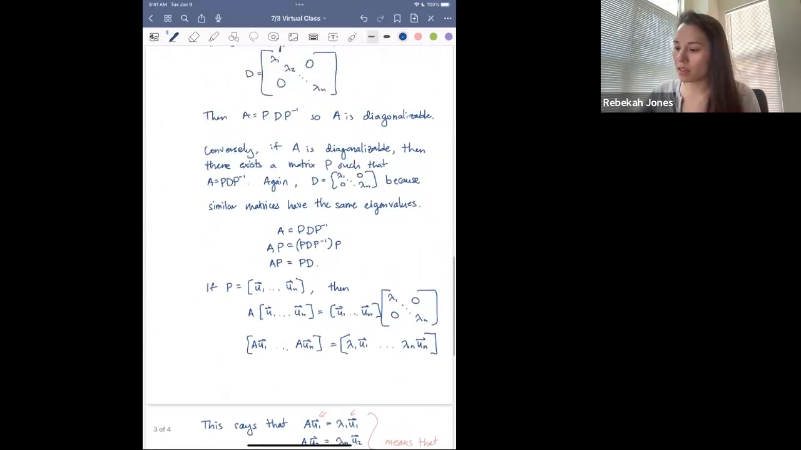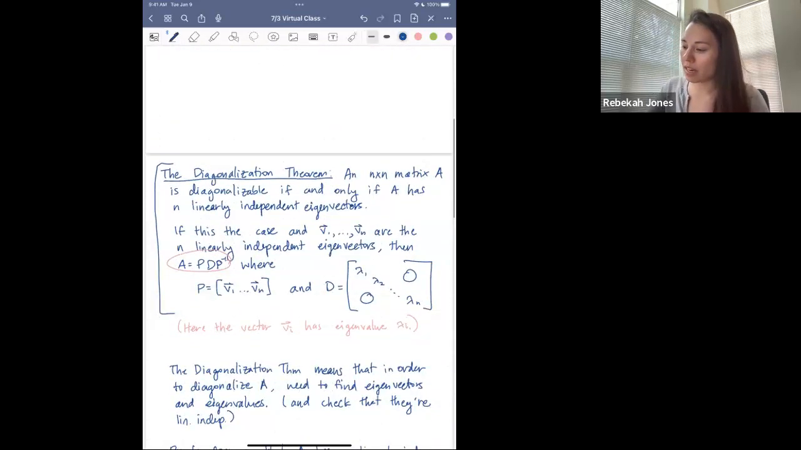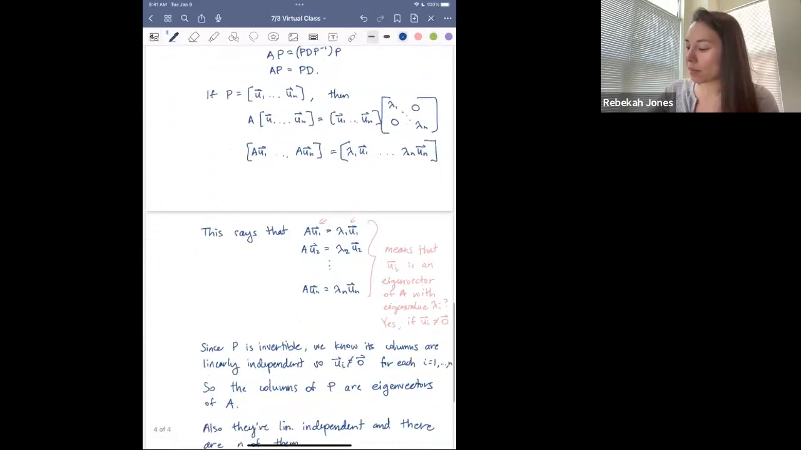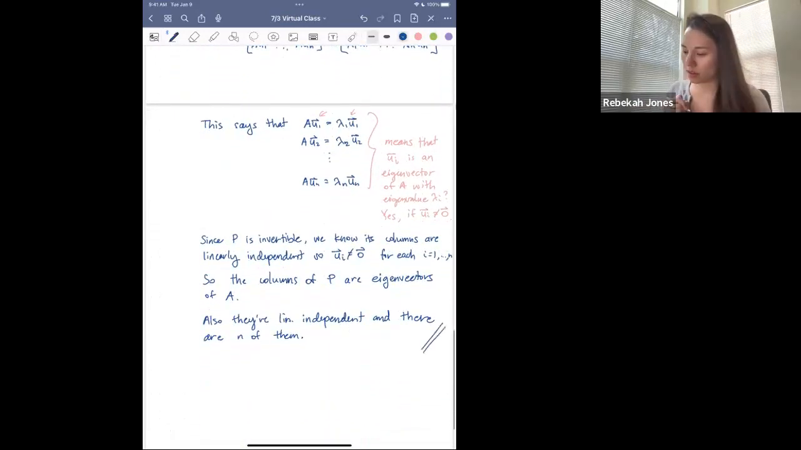Remember that the statement of the theorem says that a matrix A is diagonalizable if and only if A has n linearly independent eigenvectors. What we've shown is that, assuming the matrix is diagonalizable, we do have n linearly independent eigenvectors. That was the implication going in this direction: diagonalizable implies n linearly independent eigenvectors. And that finishes off the proof.